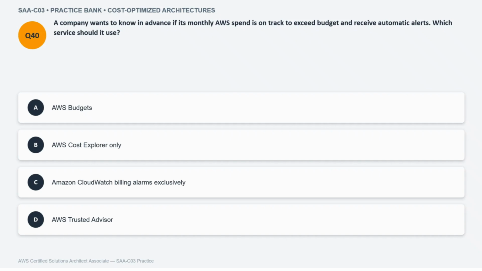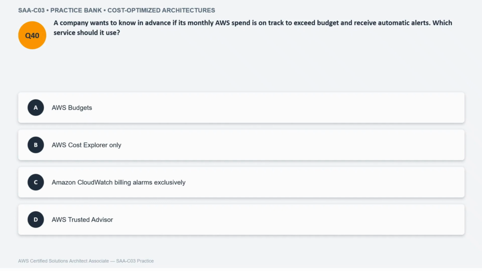Question number 40. A company wants to know in advance if its monthly AWS spend is on track to exceed a budget and receive automatic alerts. Which service should it use? AWS Budgets, AWS Cost Explorer only, Amazon CloudWatch billing alarms, or AWS Trusted Advisor.